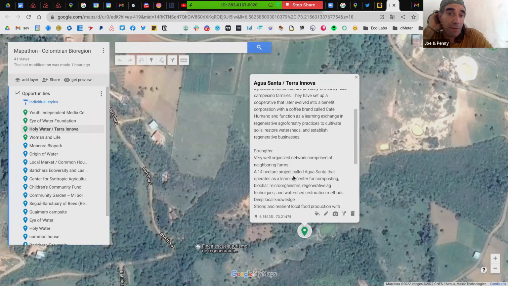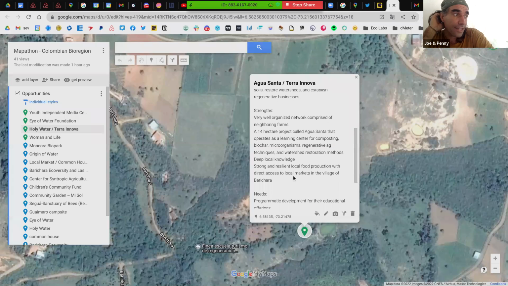They bring food to the market. And when there was a study done back in 2019, they found that more than 70% of the food that's consumed in Barichara is grown within 10 kilometers of the town. So you think of food mapping of resilience, most places have less than 7%. Here we have more than 70%. So we could actually move toward 100% food security, which almost no place on earth can say. And we would grow that from Terra Innova and Agua Santa. They are the core of that organizational capacity and knowledge.